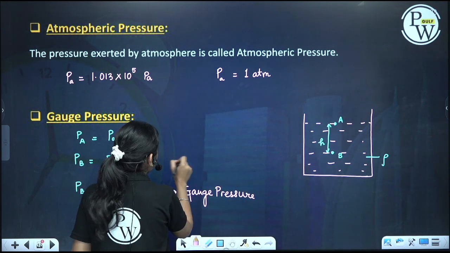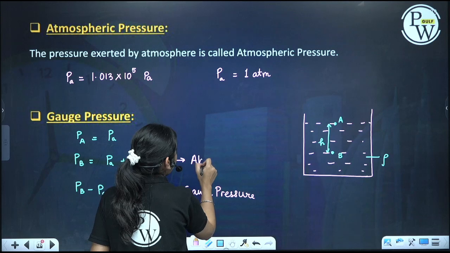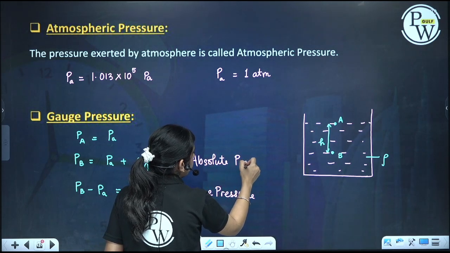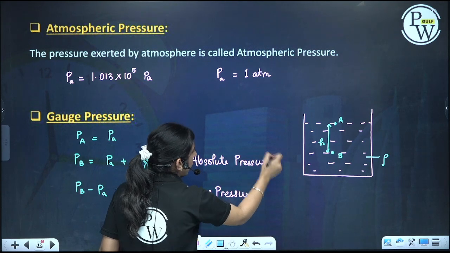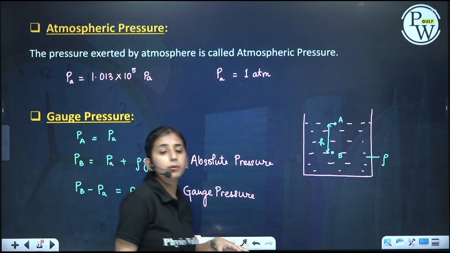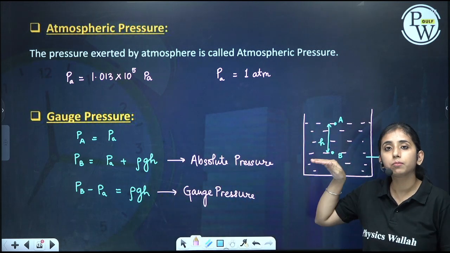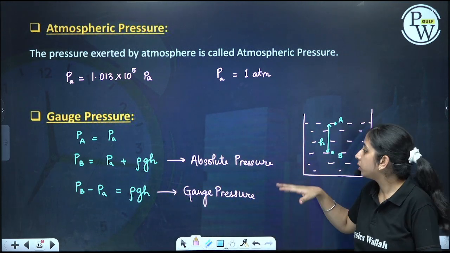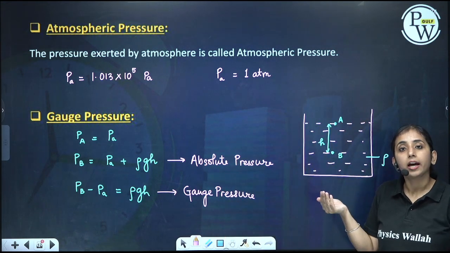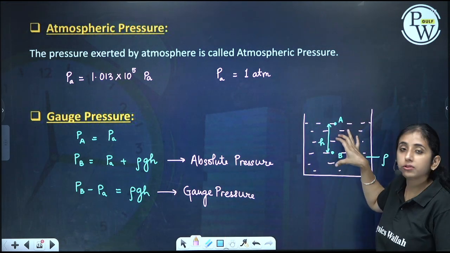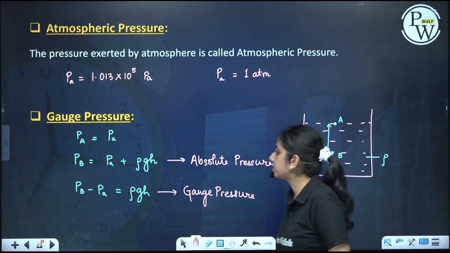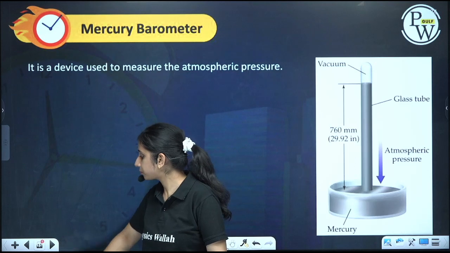The total pressure at point B is called absolute pressure, and the pressure only due to the liquid column is the gauge pressure. If we take P atmospheric as reference, the difference of the absolute pressure minus the atmospheric pressure, that is the pressure due to this liquid column only, is called gauge pressure.